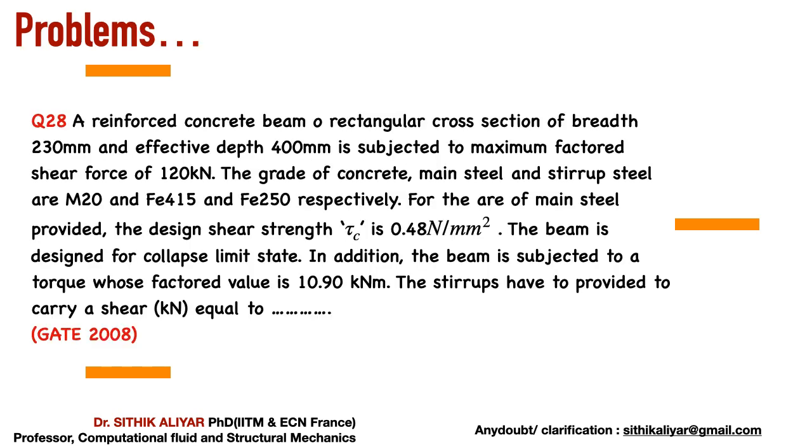Okay. So we will solve one or two problems. It's a GATE 2008 question. An RCC beam of rectangular cross section of width 230 mm, effective depth 400 mm is subject to a maximum factored shear force of 120 kN. I think we have solved some similar question. The fck, fy value, steel value, everything is given. For the area of main steel provided, the design shear and tau C is given. The beam is designed for collapse limit state.